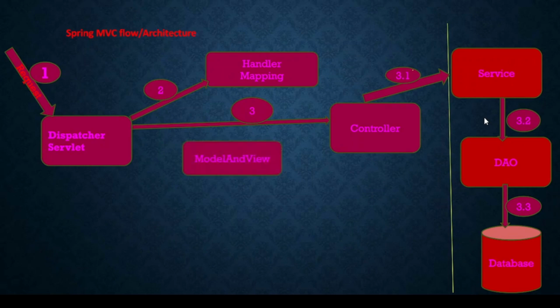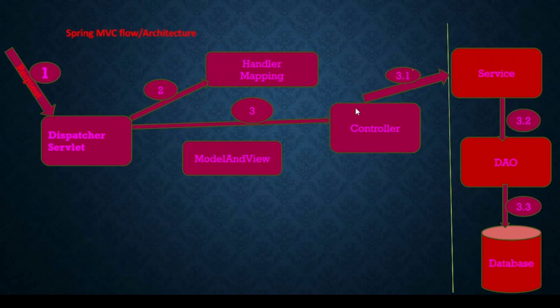Let me tell you next. If the service, DAO, and database are not there, we can eliminate them while developing the web application. We'll develop our application till the controller layer. I hope this much is clear to you, right? If you don't want to consider service, DAO, database for the time being, you can think of those layers as not there. Once the request comes to the dispatcher servlet with the help of the handler mapping, the request will go to the appropriate controller.